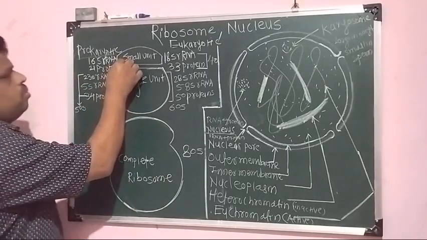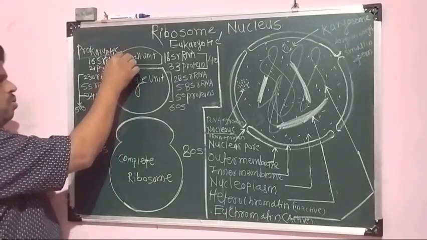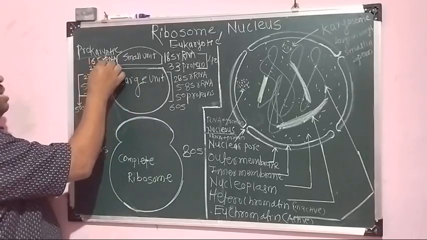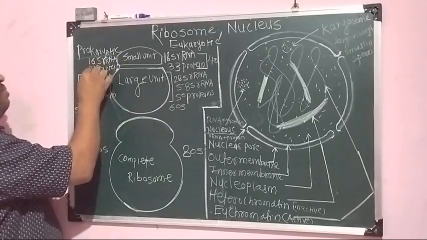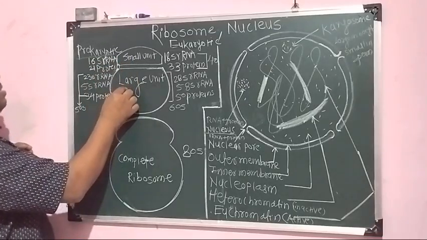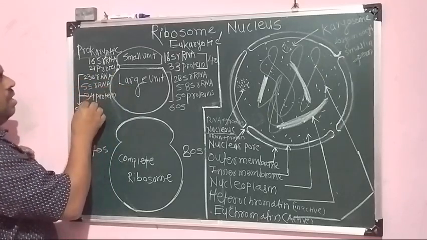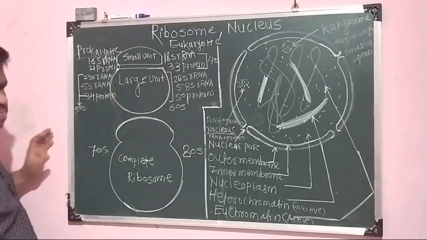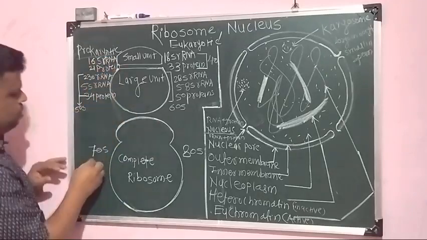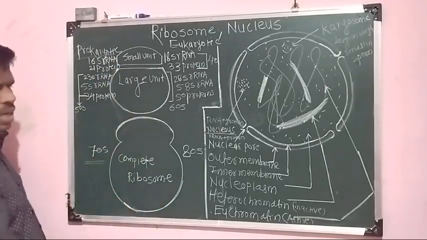So the ribosome present in the prokaryotic cell is made up of a small unit plus a large unit. The small unit is basically made up of 16S rRNA plus 21 proteins. The large unit of this ribosome is made up of 23S rRNA plus 5S rRNA plus 34 proteins. After this combination, this becomes a 70S type of ribosome. So this is a typical structure of a complete ribosome.